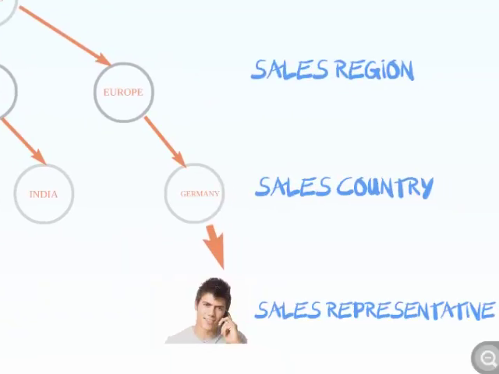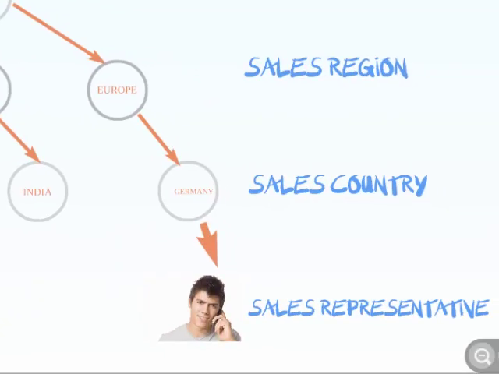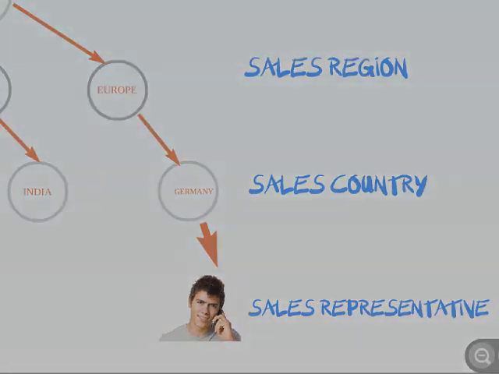So in this case, our sales representative, let's call him John Smith for now, he's a German. And he's organized under the sales country Germany and under the sales region Europe. So let us dive into the data warehouse workbench and see how we can model this hierarchy.